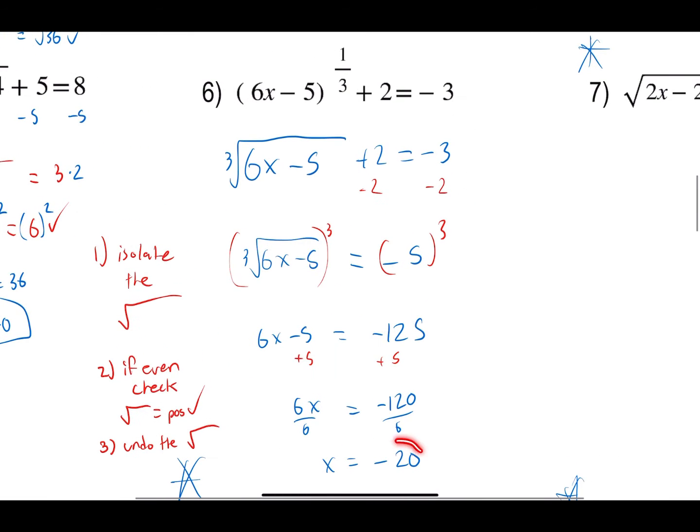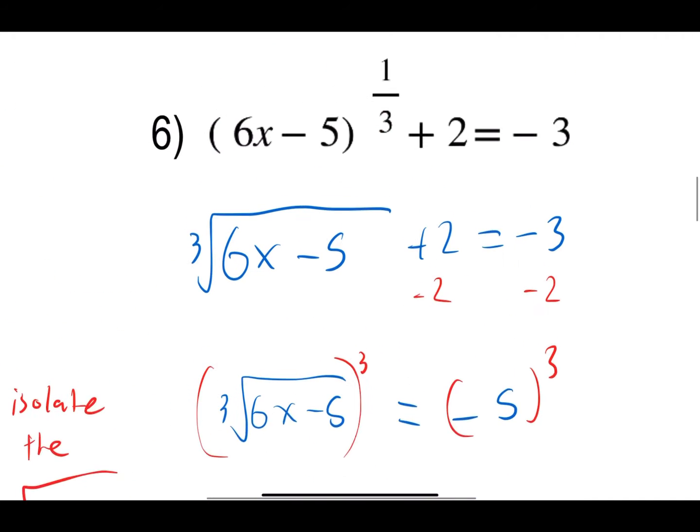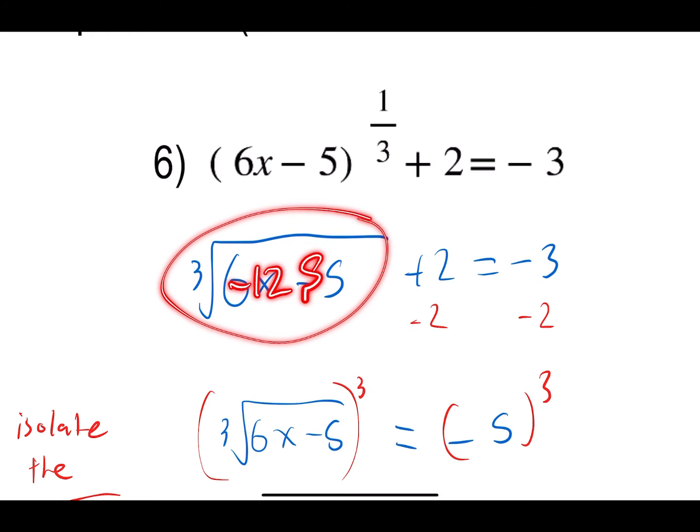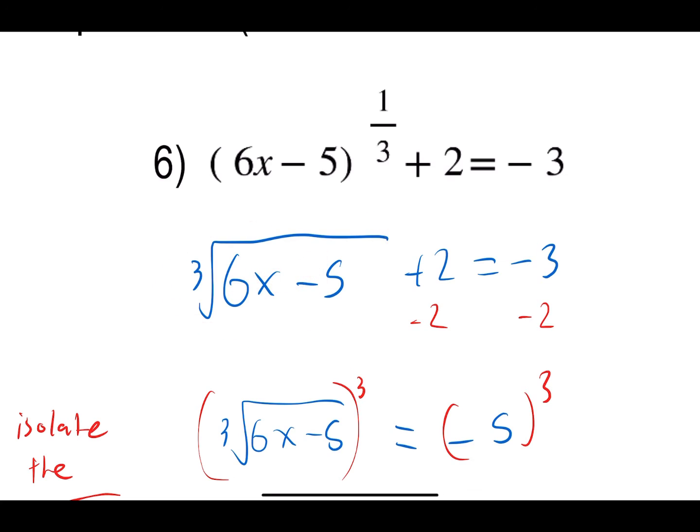Because if you plug in negative 20 into the original problem, this cube root does not care if the radicand is negative. So 6 times negative 20 is definitely a negative number. Minus 5, definitely a negative number. But the cube root of negative 125 is A-OK to do.